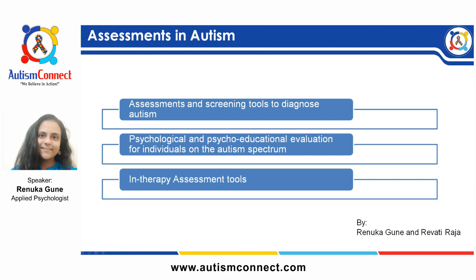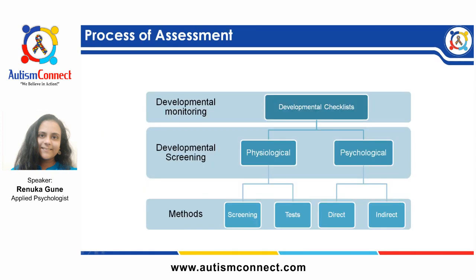But the assessment and screening procedure for autism specifically begins way before the child or the parent even steps into a psychologist or a pediatrician's room. It starts at home, which we call developmental monitoring. Developmental monitoring is basically a process for us to check if there are any developmental lags or difficulties that a child has faced in achieving milestones, right?